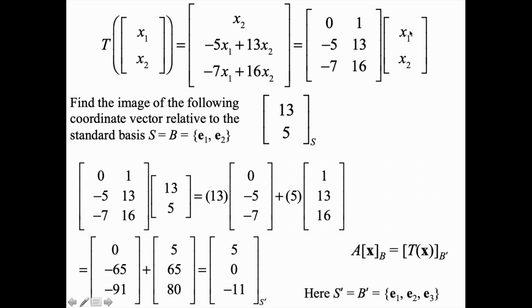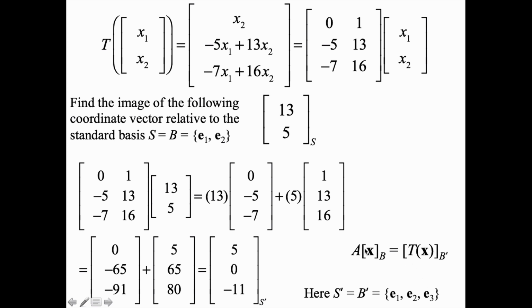Or if you put them here, a nice way to look at it, column vector style for multiplication: 13 times the first column of the transformation matrix plus 5 times the second column of the transformation matrix. Adding that all up together gives us a vector in R3, in 3 space. We'll call it relative to the standard basis S prime. Here, S prime will be referring to e1, e2, e3, which most people call the i, j, and k vectors.